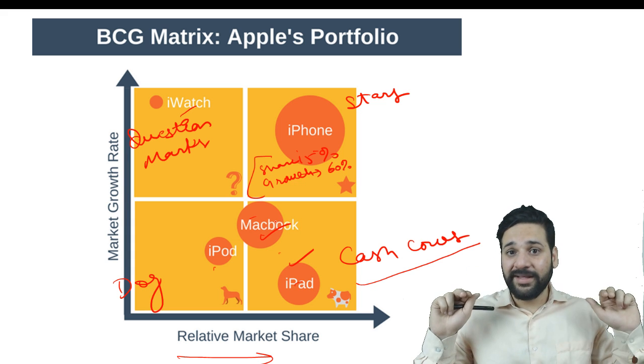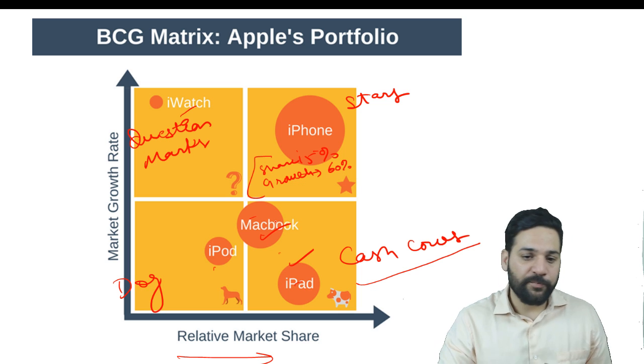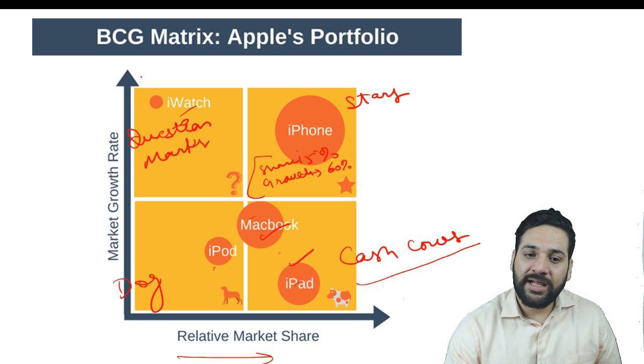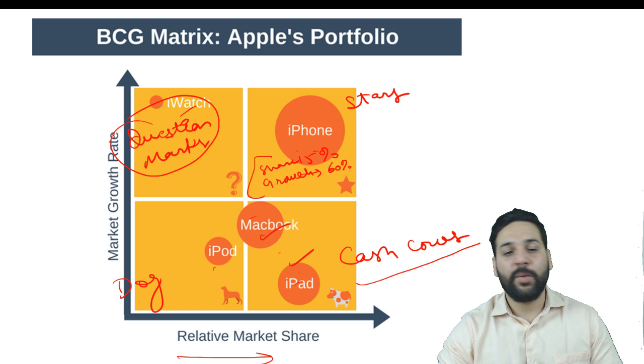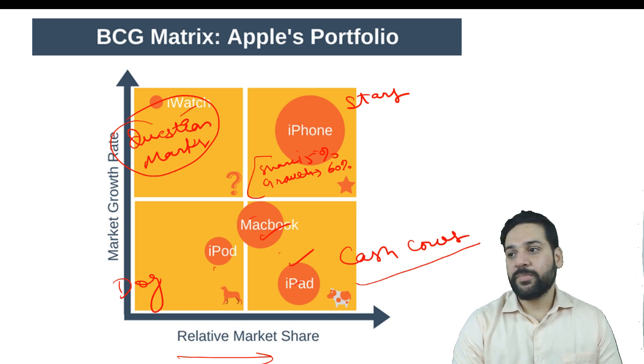That's why it is known as cash cow. Milk your cash cow. And then there are question marks. Question marks are the kind of product in which the growth rate is really high. In case of smartwatches, the growth rate is really high.